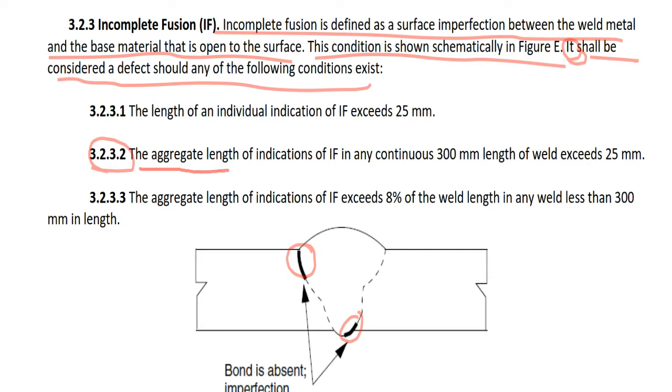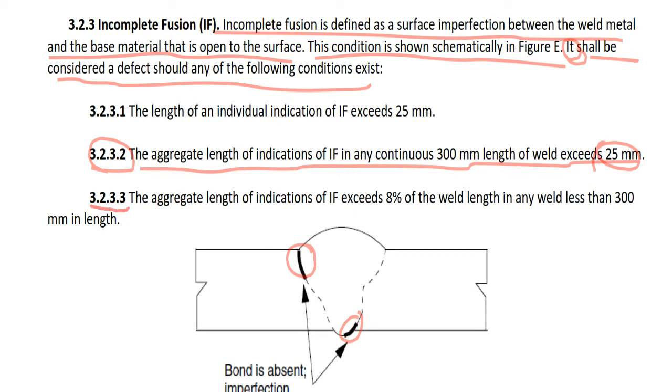3.2.3.2, the aggregate length of indication of IF in any continuous 300 mm length of the weld exceeds 25 mm. So if the lengths of the indications of IF in 300 mm of continuous weld are over 25 mm in total, that's reject.